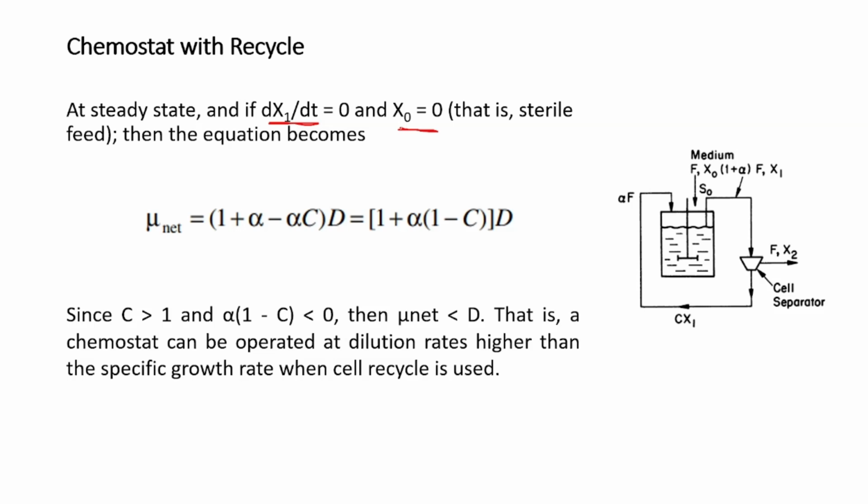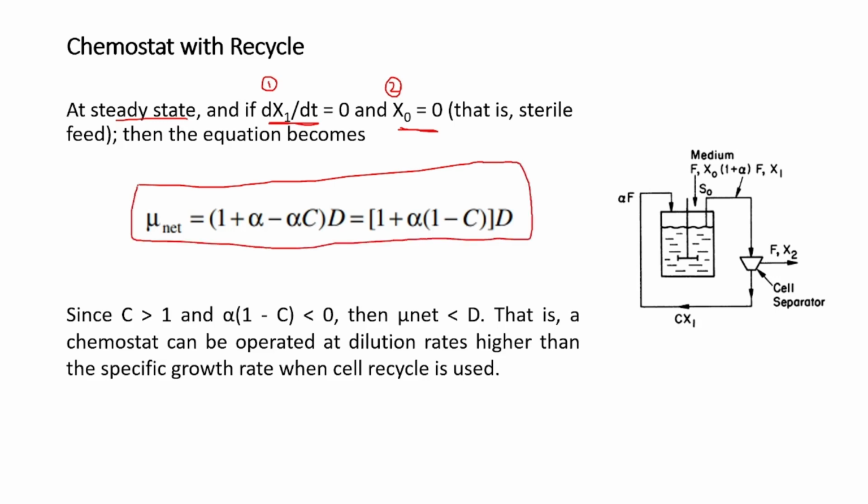If we do this and solve the previous equation, we get something of this type. Mu net is equal to 1 plus alpha minus alpha c into D. So what is D? Dilution rate is written as F by V. While solving, you will get some terms which have the F by V form, and instead of F by V, you can write it as D, the dilution rate. So mu net is equal to 1 plus alpha minus alpha c, whole multiplied by D, or 1 plus alpha into 1 minus c, whole multiplied by D.